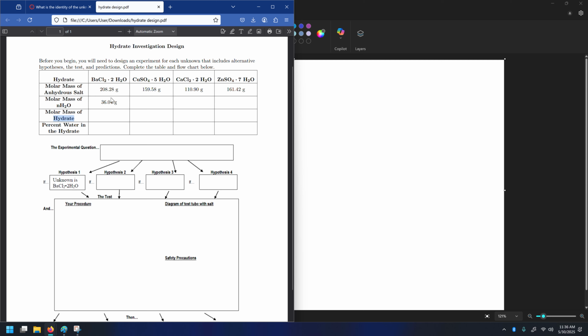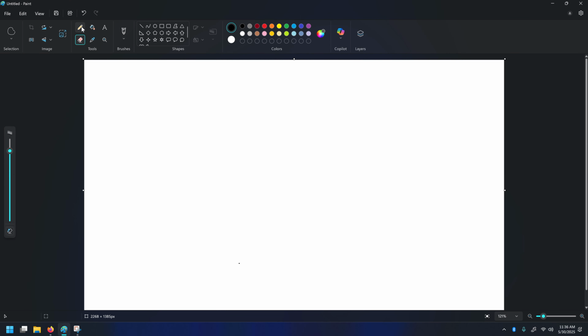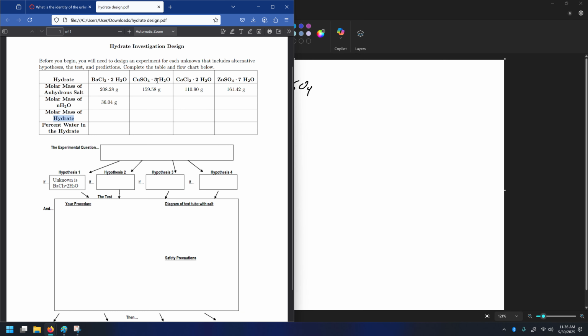All right, back over to our worksheet here. Let's try for the copper sulfate. They tell us the molar mass of the anhydrous salt is 159.58. 159.58 grams per mole is the molar mass of CuSO4, copper sulfate. Now, this is the molar mass of the copper sulfate without the water. We want to figure out its mass with the water. To start, I've got to figure out, well, how many water molecules are there? Simply looking at the chemical formula, we see 5H2O.